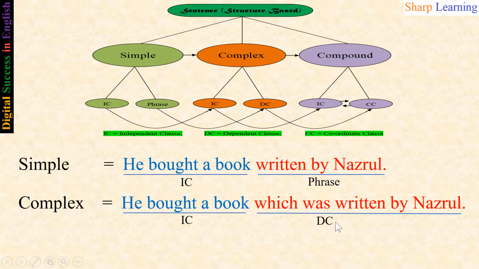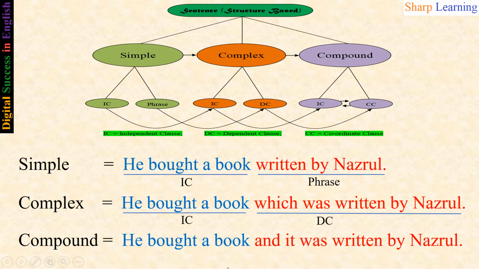Now make it compound. Nothing else. IC will remain IC and DC will become CC, and nothing else. See the example. Here the IC has remained IC and this DC has become a CC. This dependent clause has been transferred into a coordinate clause. See, he bought a book, the same IC, and it was written by Nazrul. It has become a CC. Which acts both as a subject and a conjunction, but in a compound sentence there is a separate conjunction and a separate subject. As a subject we have used a pronoun.